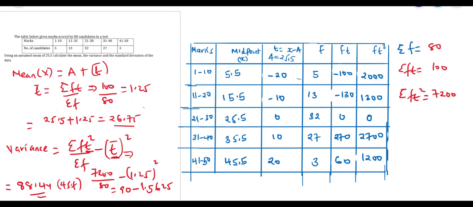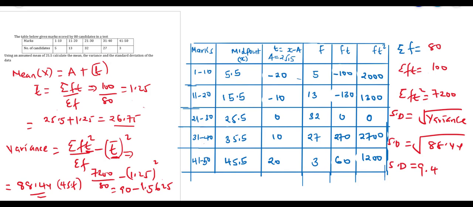The last question is the standard deviation. The standard deviation, SD, is always the square root of the variance. So the standard deviation equals the square root of 88.44, which is 9.404.